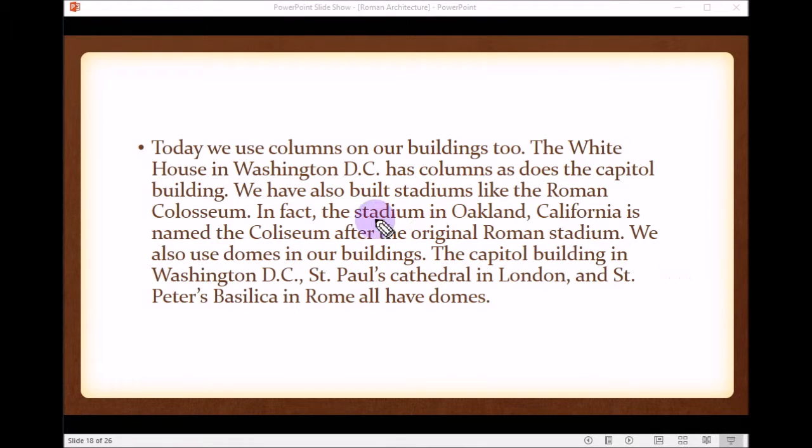All right, so we're looking for columns as our word. We have 3 words here, actually. We have also built stadiums like the Roman Colosseum. I'm writing that down a lot. And we also use domes in our buildings. Let's see, anything we need to look for? Academic vocabulary? No. These are just names of places. Some of these are beautiful structures. But no, other than that, there's nothing there that we need to go over.